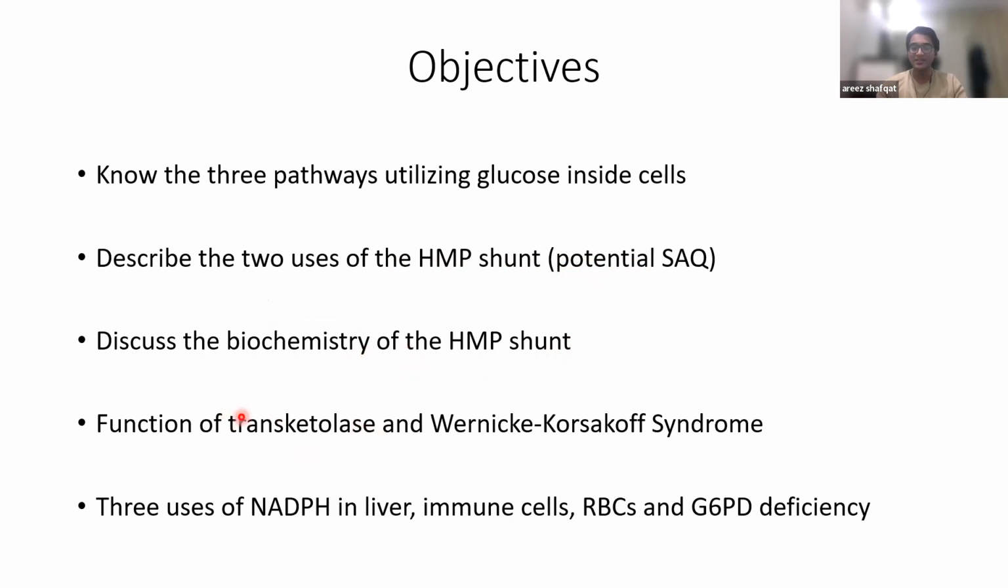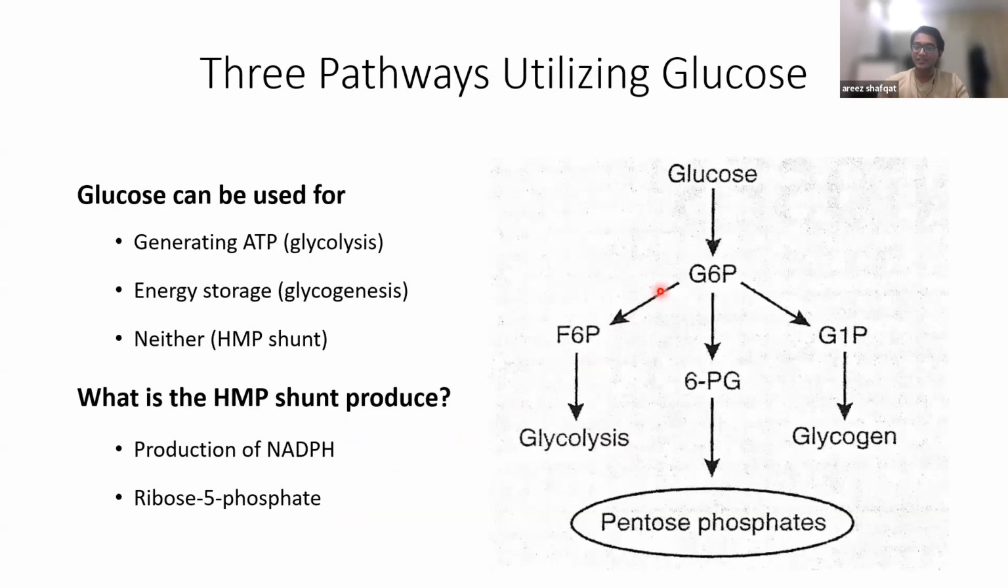Then there's an important enzyme in the pentose phosphate pathway called transketolase, and its deficiency or its dysfunction causes Wernicke-Korsakoff disease or syndrome. You should understand what that is. The pentose phosphate pathway also generates NADPH, which has different functions in different cells. So that's the last thing we'll look at. So this is the first thing we should look at.